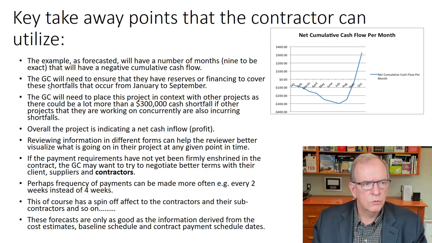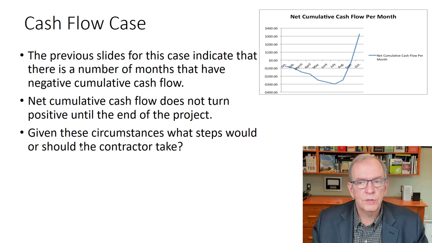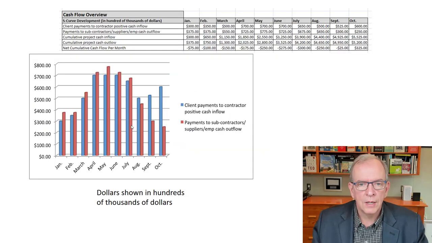So we look at this, the GC will need to ensure that they have reserves, as I mentioned. The GC will need to place this project in context of the other projects, as I mentioned. Overall, the project is indicating net cash inflow, which is positive, so that's good. We want to be able to review the information in different forms so that we can better visualize what's going on. That's why it's helpful to look at it this way, to have this information in place.